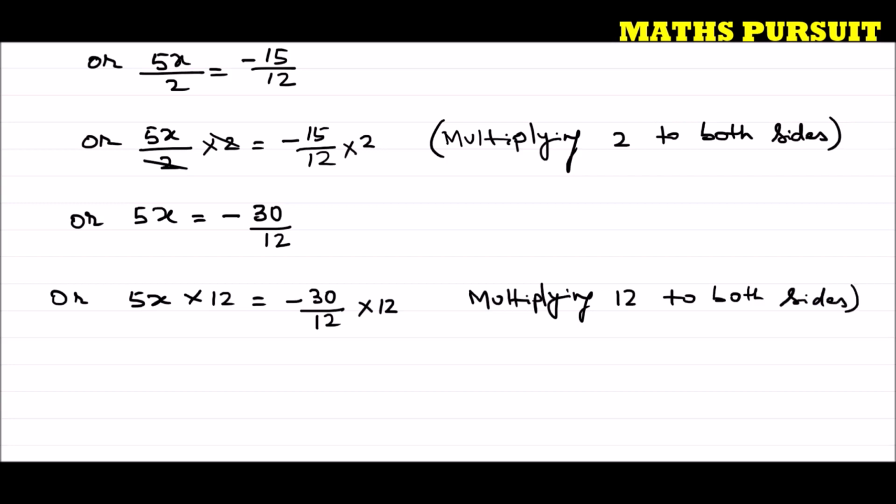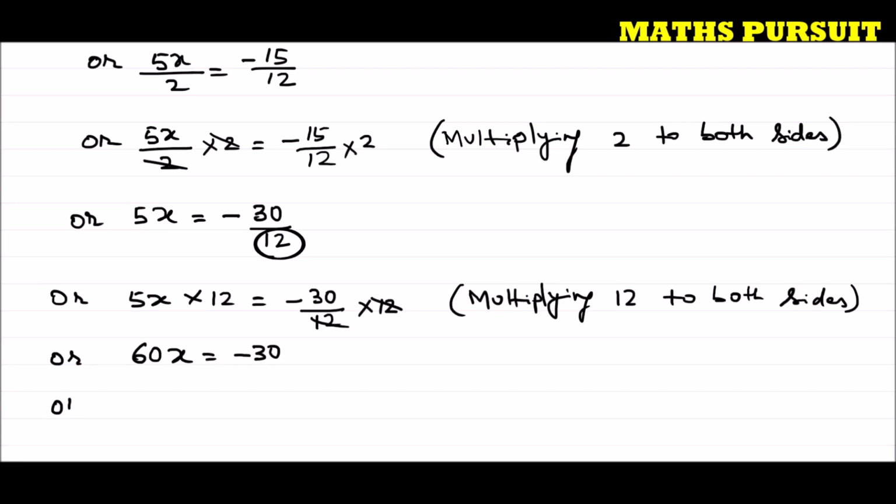And why am I multiplying 12 to both sides? I want to eliminate this 12 from the denominator. In order to eliminate this 12 from the denominator, I am multiplying 12 to both the sides. Or I can write 5x into 12 is 60x, 5 12s are 60. 60x is equal to minus 30. How minus 30? This 12 eliminated out.